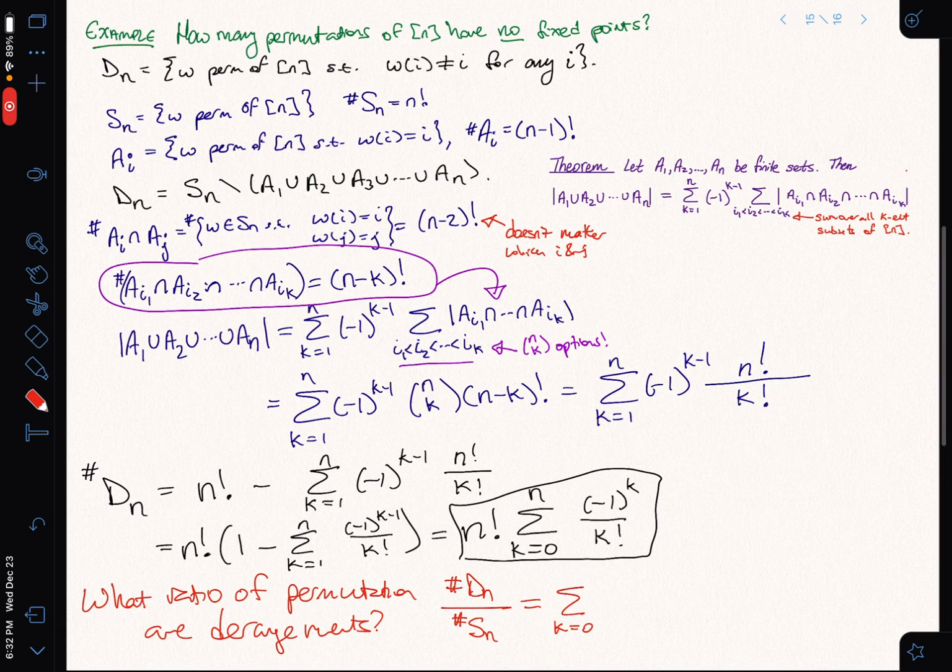So it's the sum from k equals 0 to n of (-1)^k over k factorial. What is that? That's e to the minus 1, right? This is the Taylor series for e^(-1), just truncated. So it's about a third. So about a third of all permutations are derangements.